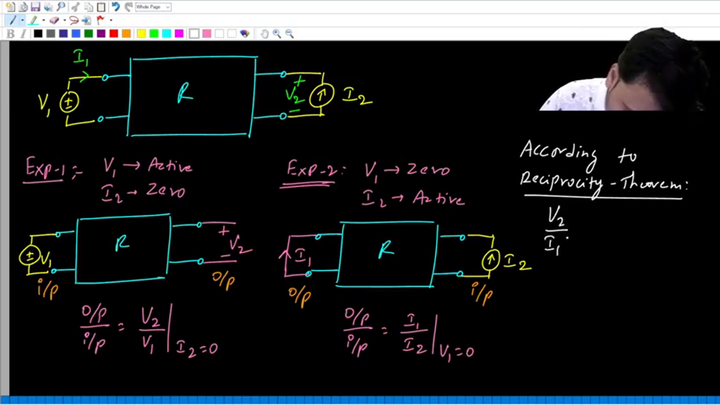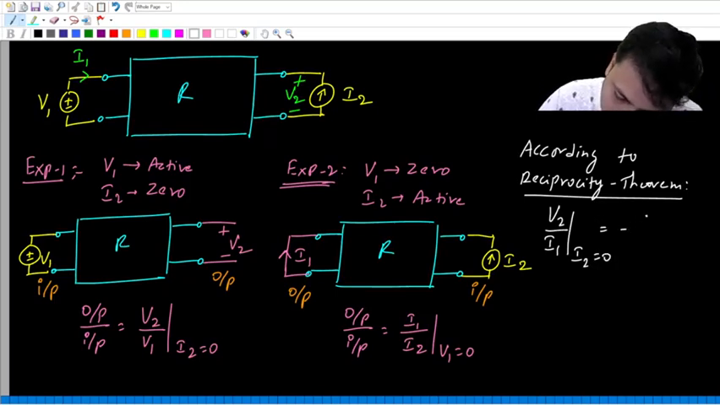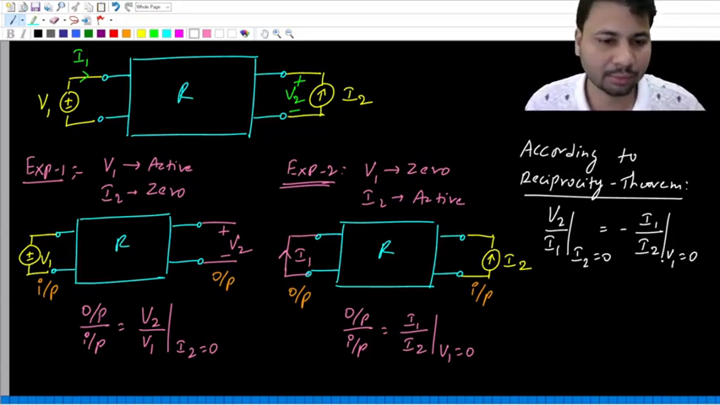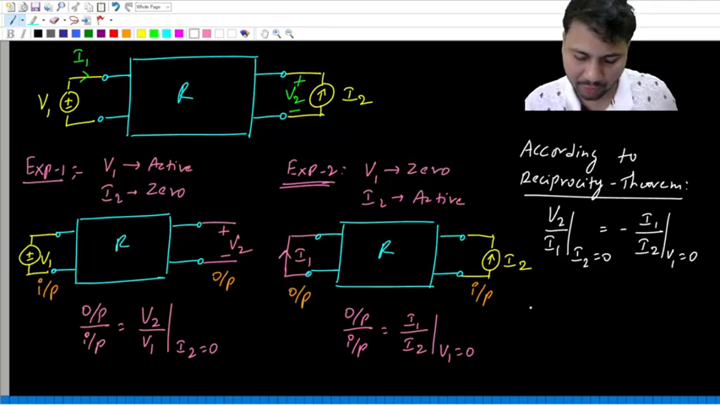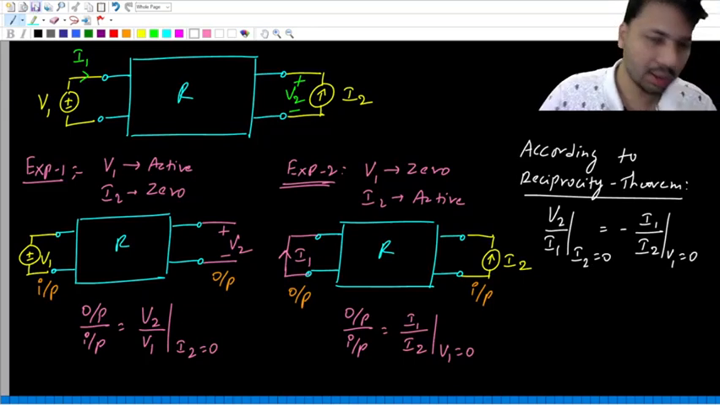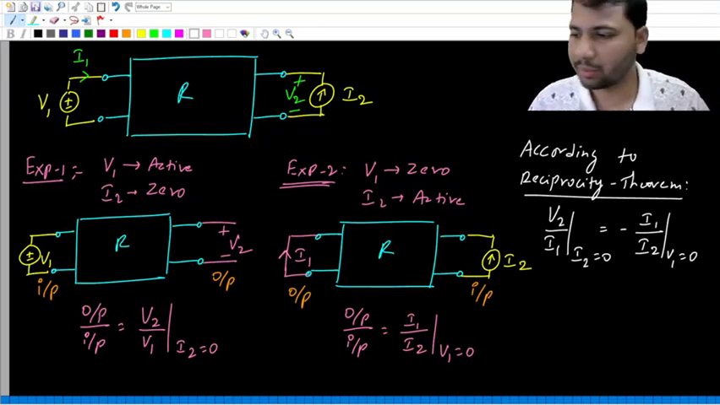So V2 by I1, when I2 is made 0, is equal to what? Minus I1 by I2 when V1 is made 0. So you can see the two ratios are negative of each other. This is what the reciprocity theorem tells us.